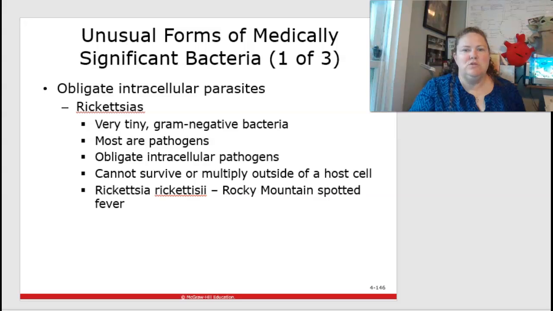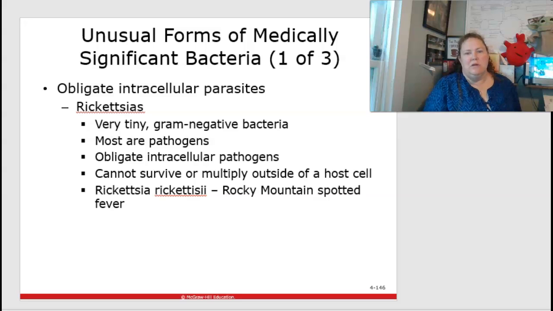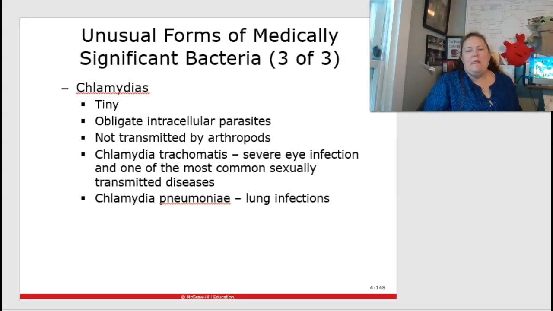And then we have unusual forms of medically significant bacteria, and this would be like rickettsia, right? And so there are obligate intracellular parasites, such as rickettsia, and these are very tiny gram-negative bacteria, and most are pathogens. They're obligate intracellular pathogens, and they cannot survive or multiply outside of the host cell. And so rickettsia or Rocky Mountain spotted fever is caused by this. Okay, and so this is what it's going to look like, kind of like with spots. But it's called Rocky Mountain spotted fever because you get spots on your face.